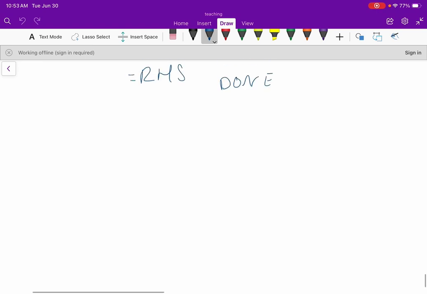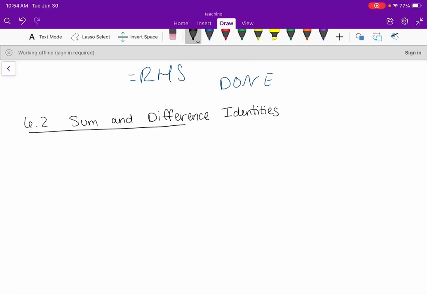This section is 6.2, which is the sum and difference identities. When it comes to using identities, there's really so many ways that we can use them, and there's different kinds of questions that you'll see. So we're going to have a few different ones in here.